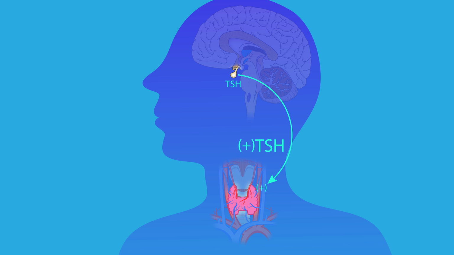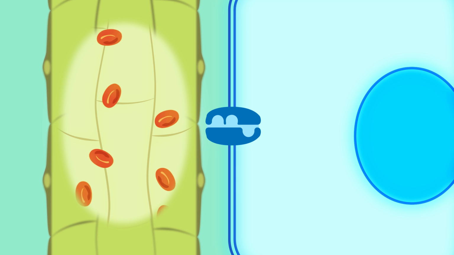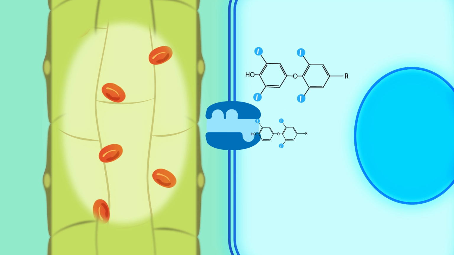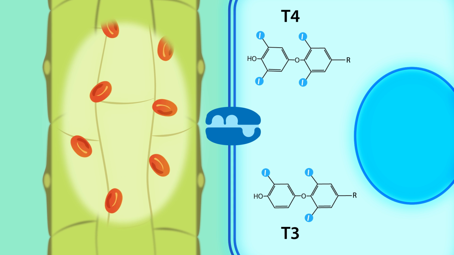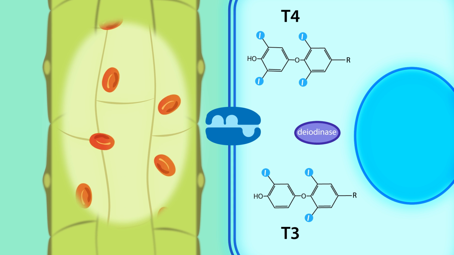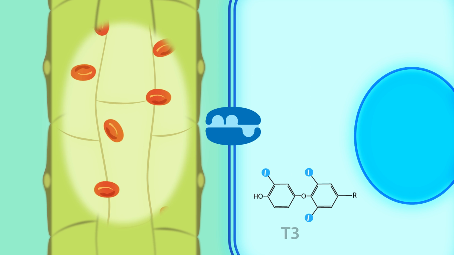To keep TSH levels within a normal range, T3 inhibits the synthesis of TSH within thyrotropes. This is referred to as the negative feedback loop. It begins as T3 and T4 are transported into the thyrotropes by the monocarboxylate transporter. Following uptake, T4 is immediately converted into T3 by the enzyme type 2 deiodinase.